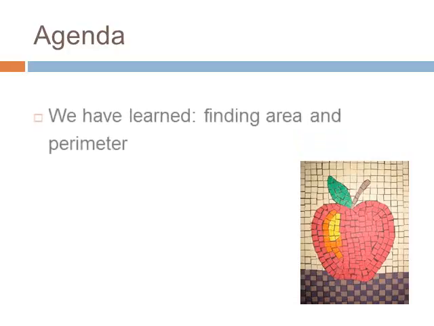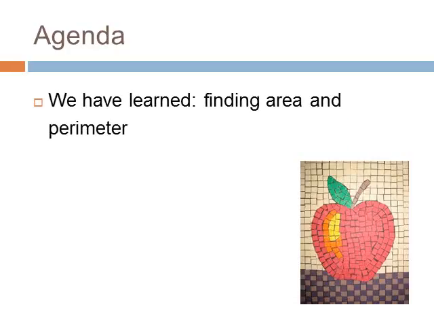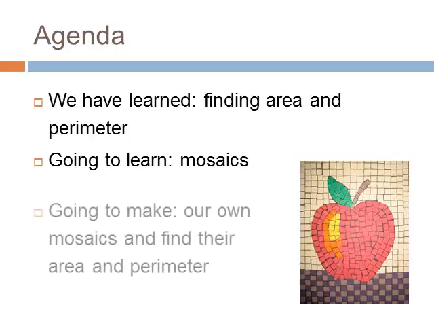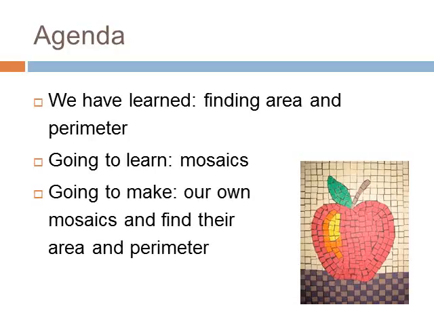Throughout this unit we have learned about finding the area of squares and rectangles and finding the perimeter of polygons. Now we are going to learn about a type of art called mosaics. During this lesson we will make our own mosaics and then find the area and perimeter of our mosaic by using the math skills we have already learned.